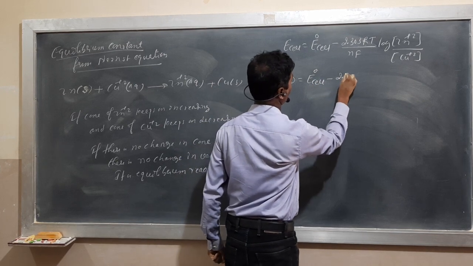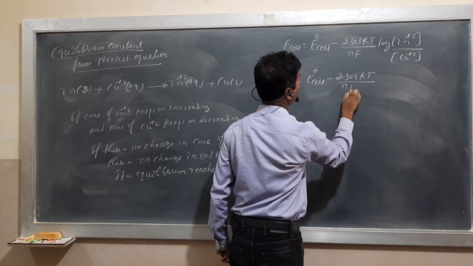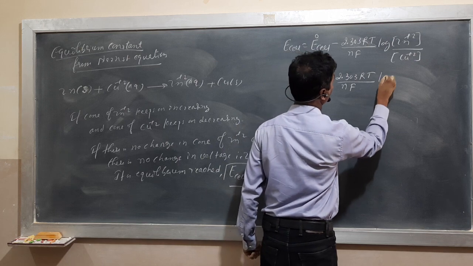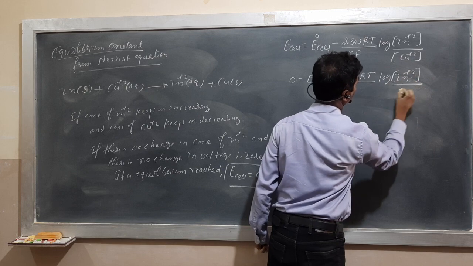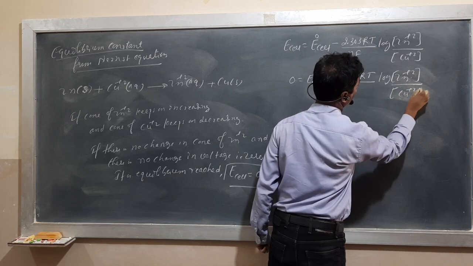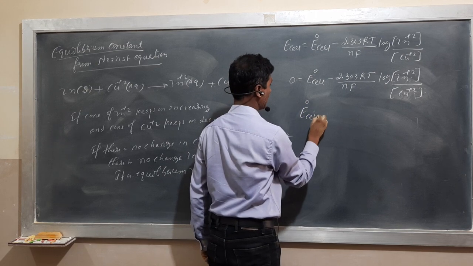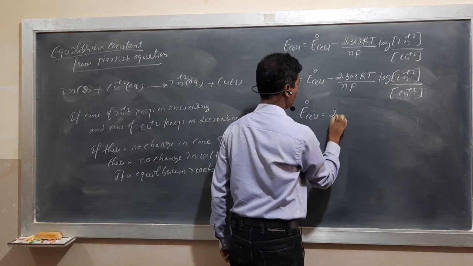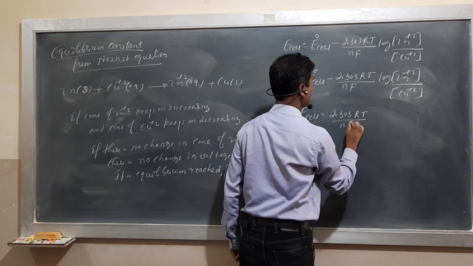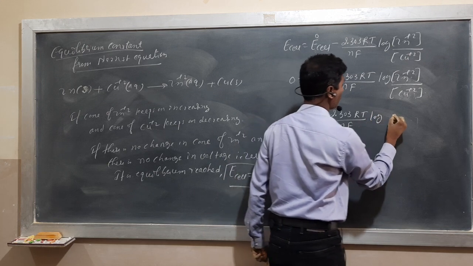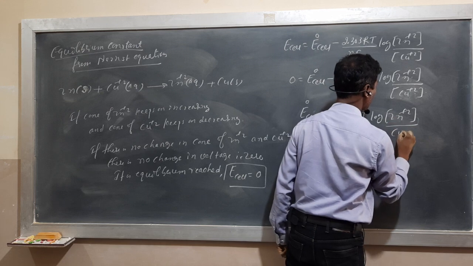2.303 RT divided by nF log of Zn 2+ divided by Cu 2+. Now I can write E naught of cell is equal to 2.303 RT divided by nF log of Zn 2+ divided by copper 2+.